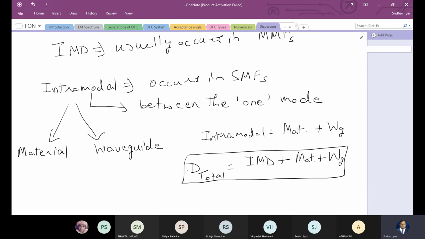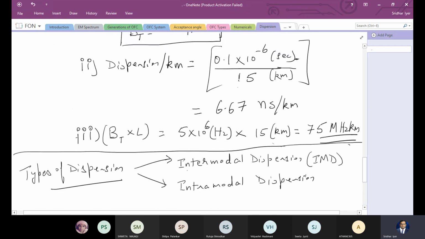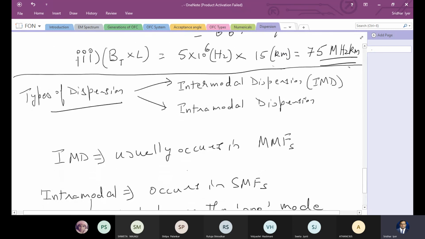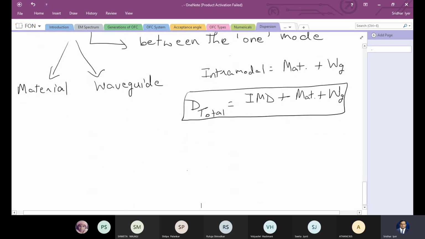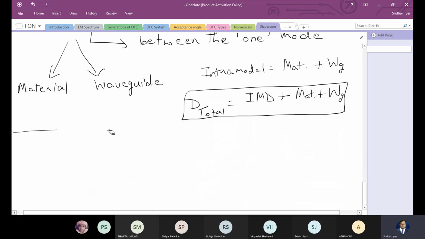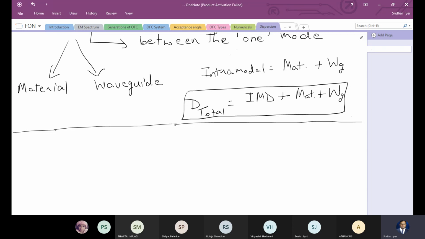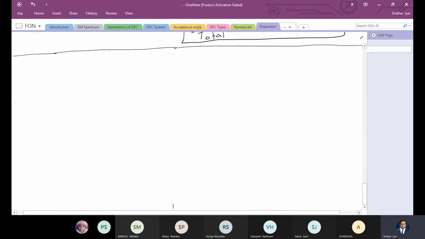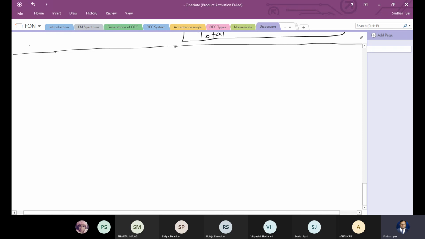Okay. So I hope it is clear what kind of dispersions we are going to look at. So we are going to look at the intermodal dispersion, and we are going to look at the intramodal dispersion. Okay. And then finally our aim is to see what kind of fibers can be used to minimize this dispersion, and then what would be the total dispersion. Okay. So what we'll do now is we'll derive the equation for the intermodal dispersion. That means today we'll do what kind of dispersion occurs in the multimode fiber. We have time for that. Okay. And then in the next lecture we'll pick up the intramodal dispersion, that is waveguide and the material dispersion.